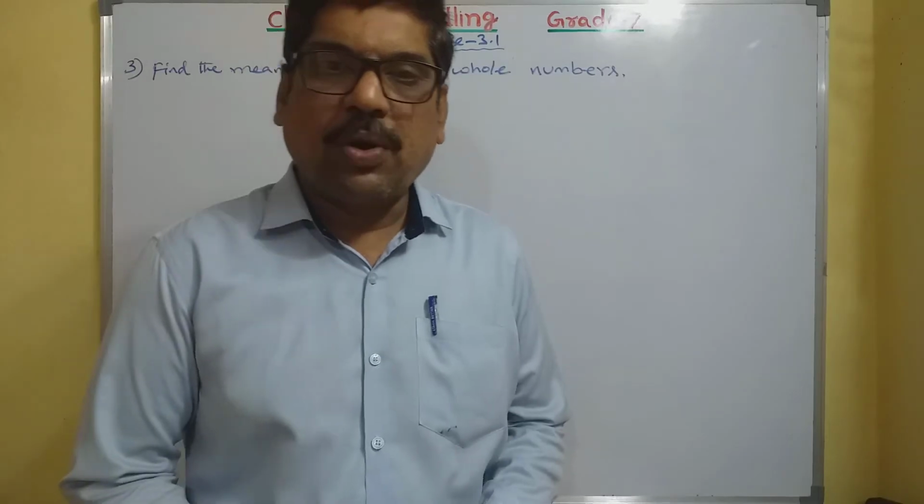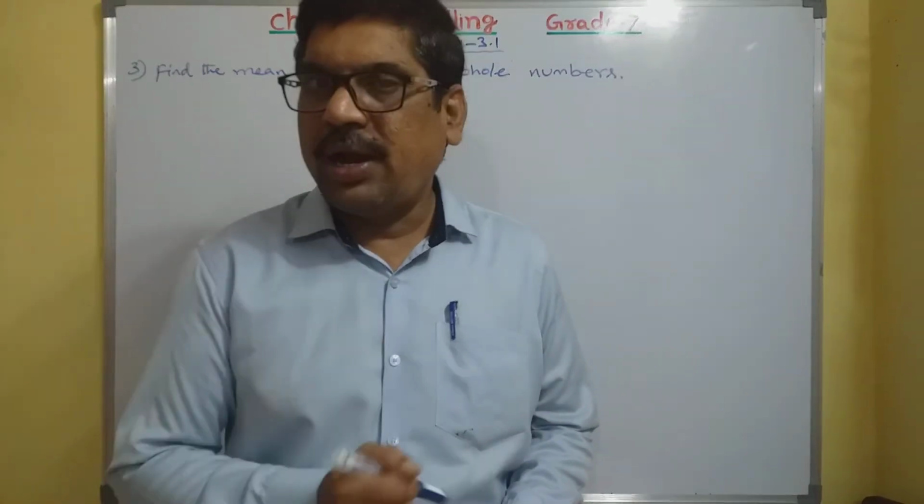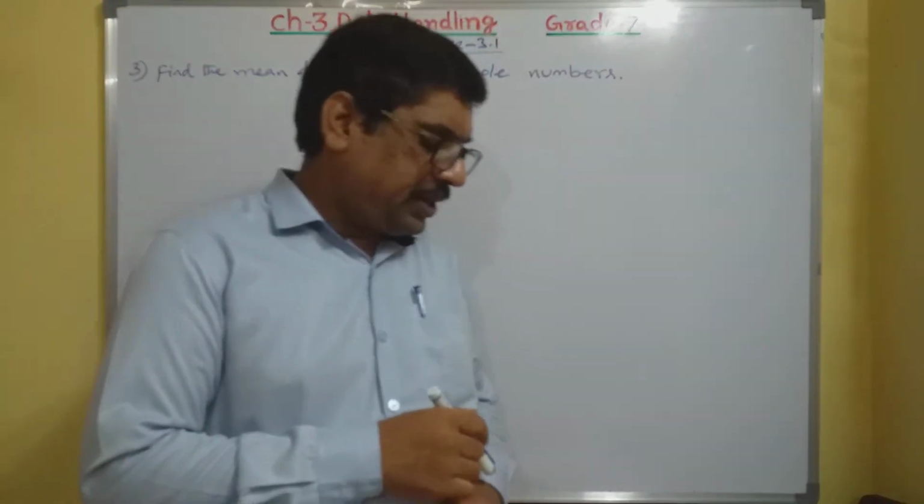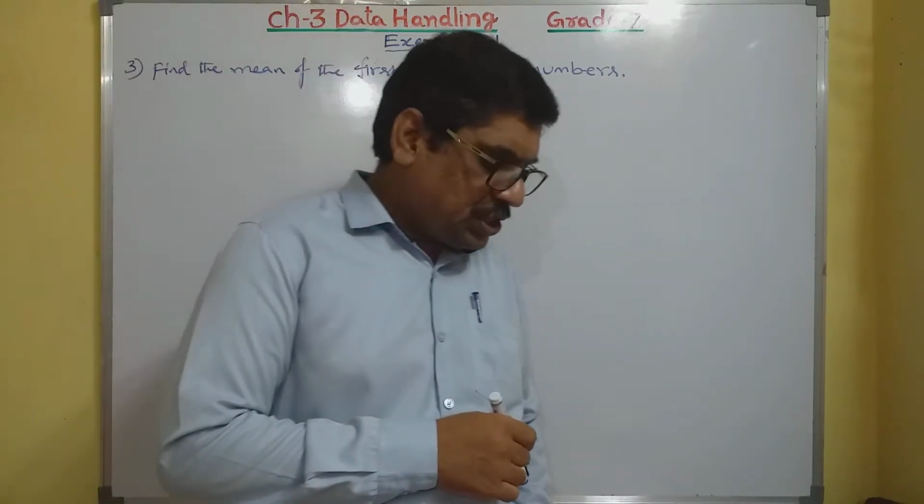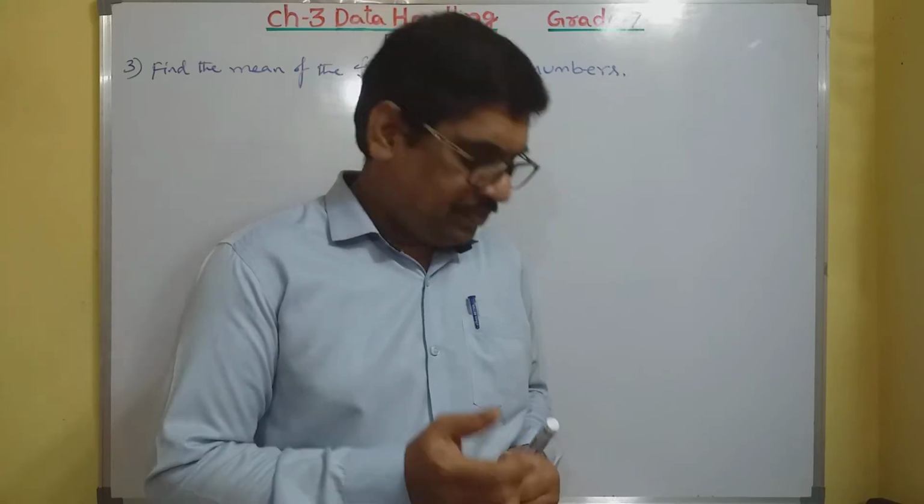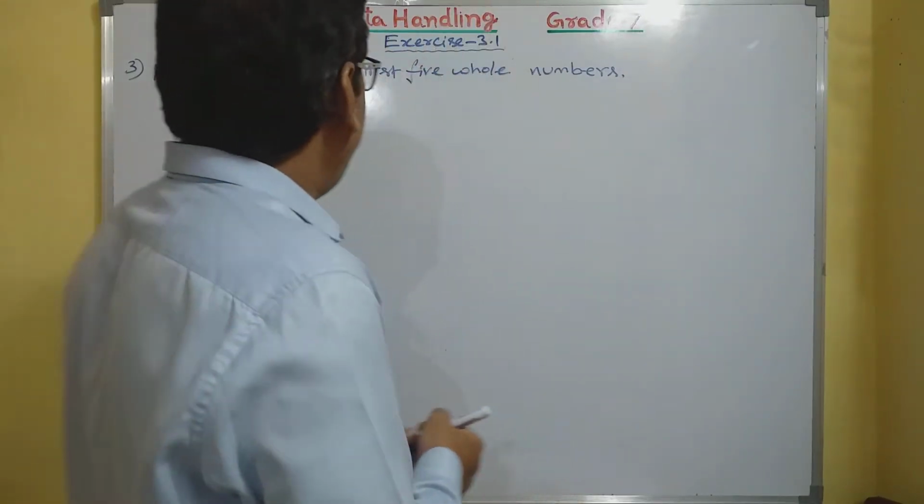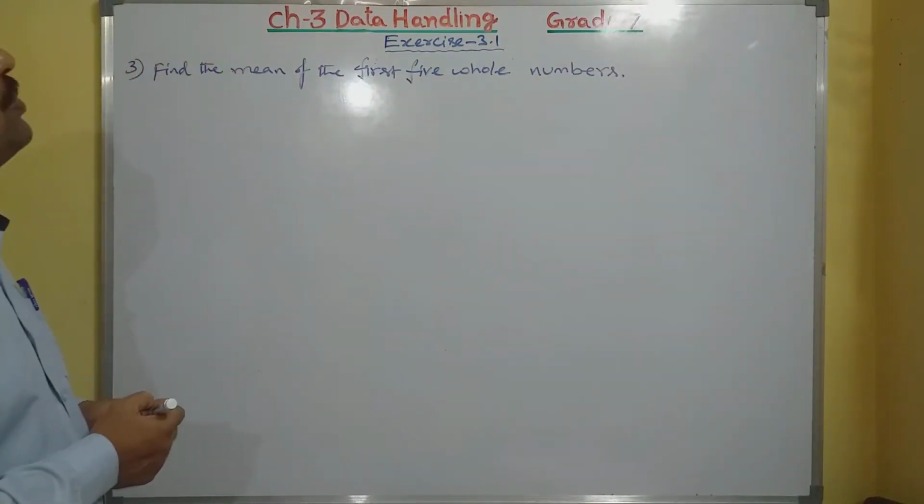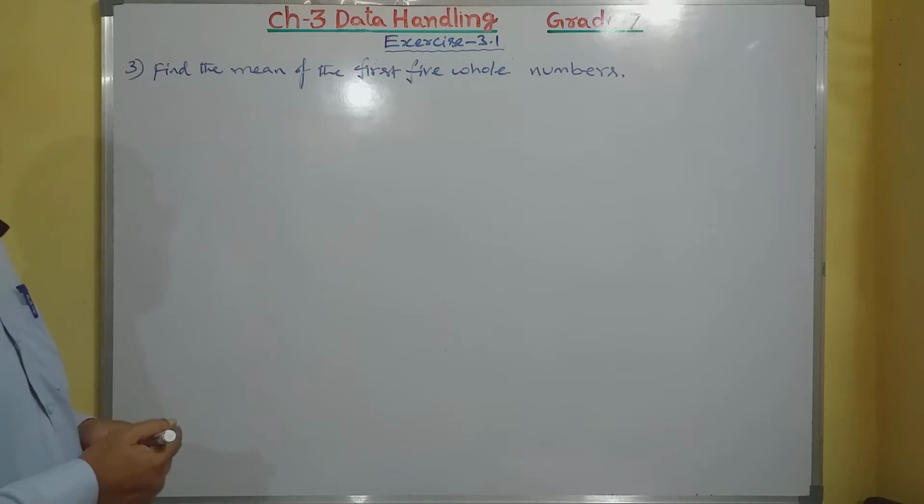Let us continue the problems from the chapter data handling. We are in exercise 13.1 and we have finished two problems from the exercise. Let us continue the third problem. Now the third problem is: find the mean of the first five whole numbers.